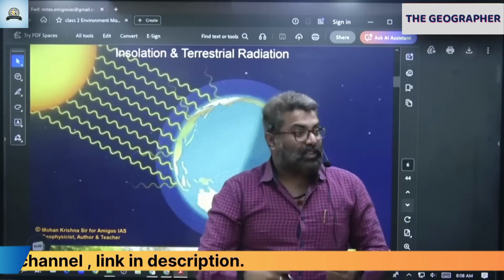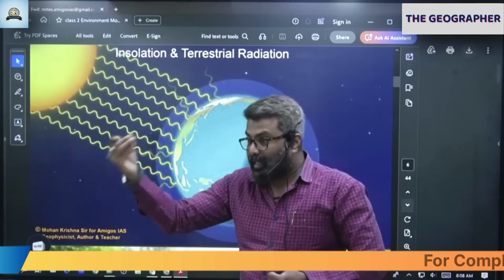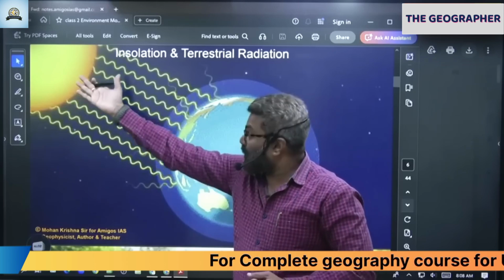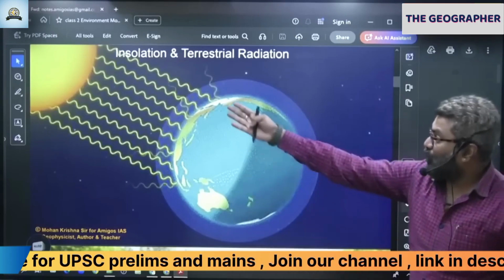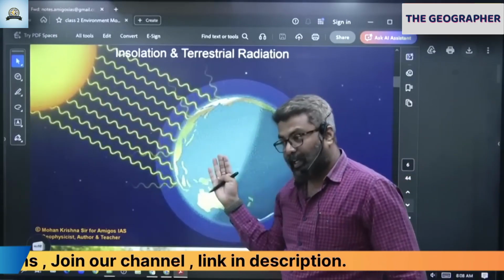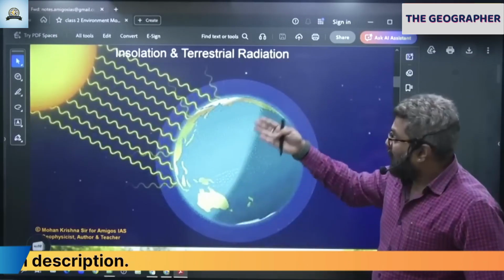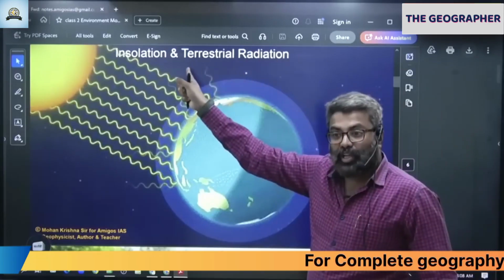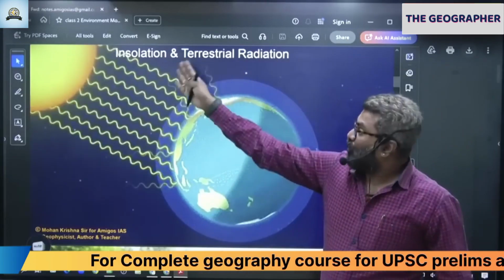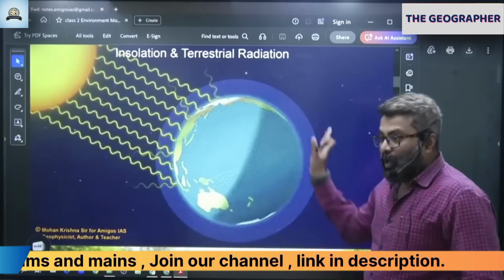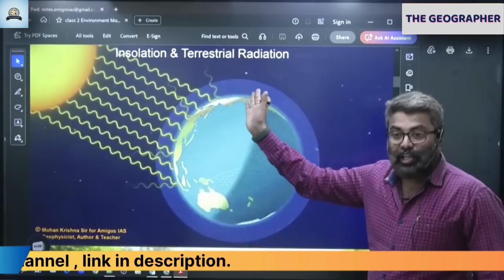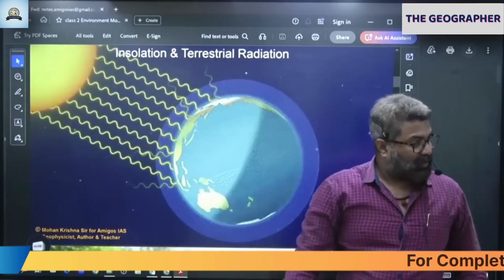So like that, plants require sunlight for photosynthesis. Bacteria require sunlight for photosynthesis. Like this, sun is very crucial. Sunlight is very crucial for all life forms. So already you know what is insolation? Incoming solar radiation. Once the earth absorbs it, it sends out the radiation called terrestrial radiation. Okay. So both these regulate our temperature. Along with the greenhouse gases, the insolation and terrestrial radiation regulate the temperature of the earth.